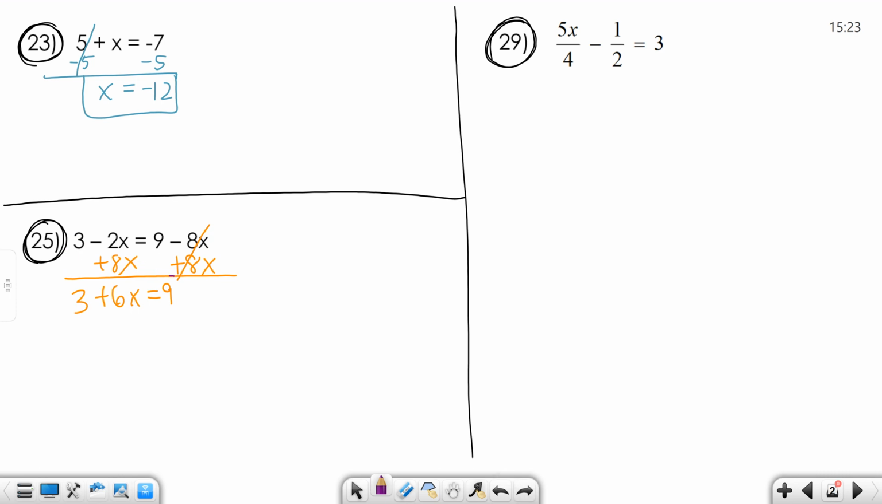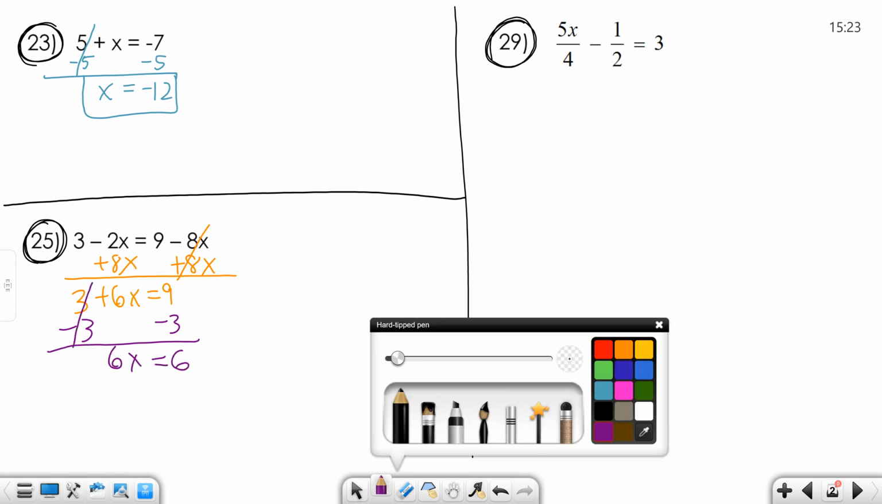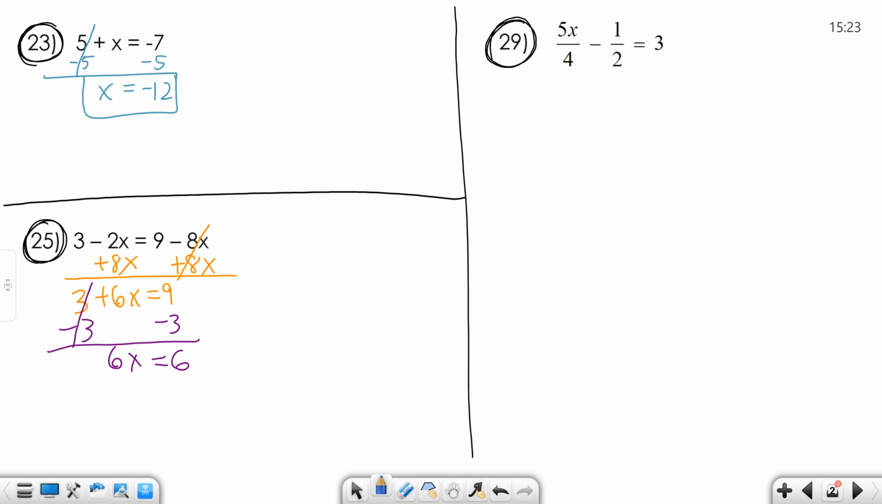So now the only thing over here is a number. Move this 3 over there with it. How do you do that? Subtract 3 from both sides. Right? So that cancels, and we're left with 6x equals 6. And then finally, what do we do here? We have to undo the times 6, so we divide by 6. 6x over 6 is x, and 6 over 6 is 1. So our final answer there is x equals 1.